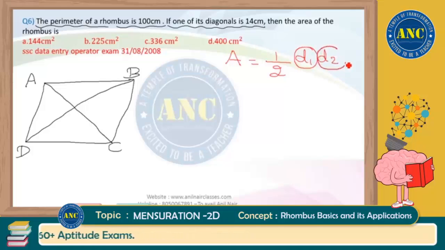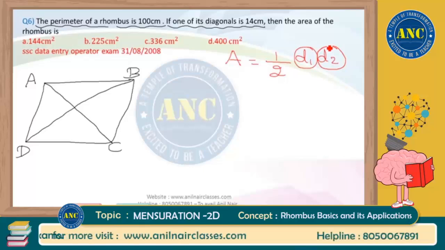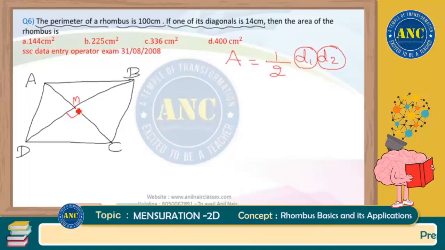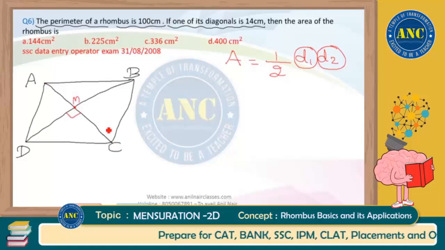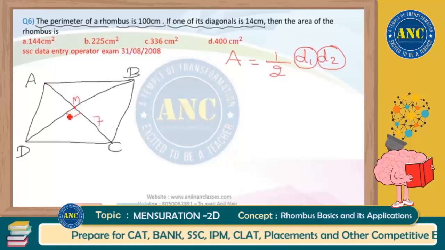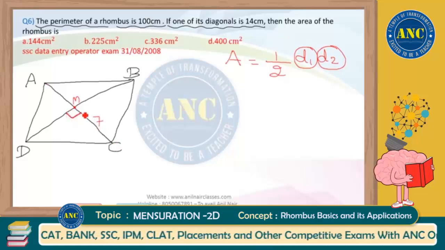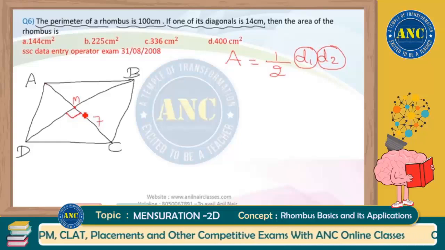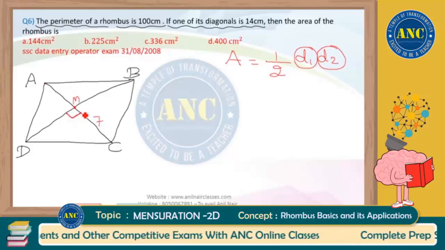If I find the value of another diagonal, my answer is over. That means AC value is given as 14. Entire AC is given as 14. If AC is 14, I will call this particular point as M, and diagonals will bisect each other. So AC is 14, AM will be 7. MC also will be 7, and this is 90 because diagonals will intersect perpendicularly, so that is 90 degrees.